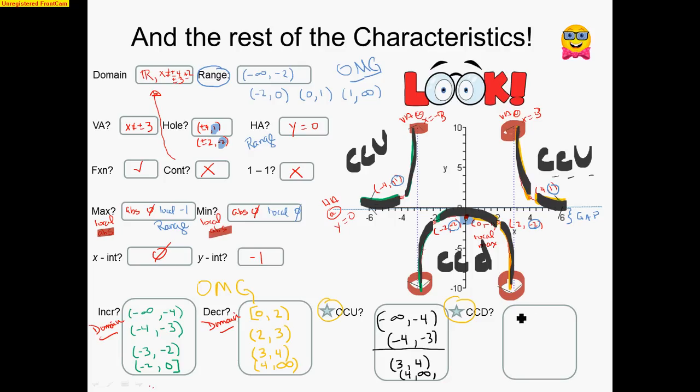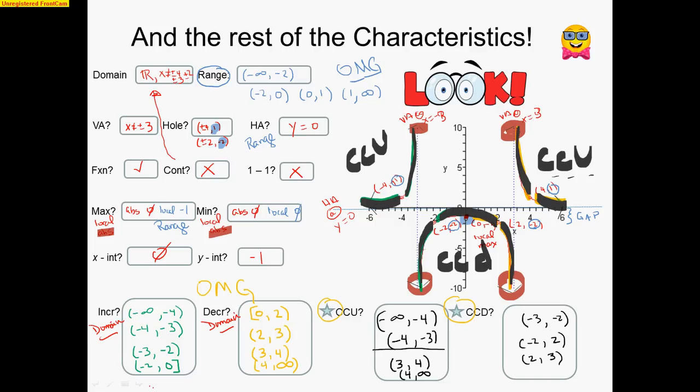How about concave down? From the x-coordinate of the vertical asymptote to the x-coordinate of the hole. From the x-coordinate of the hole to the x-coordinate of the other hole. From the x-coordinate of the hole to the swoosh. There's no points of inflection on here because the places where you change from concave up to concave down is a vertical asymptote.